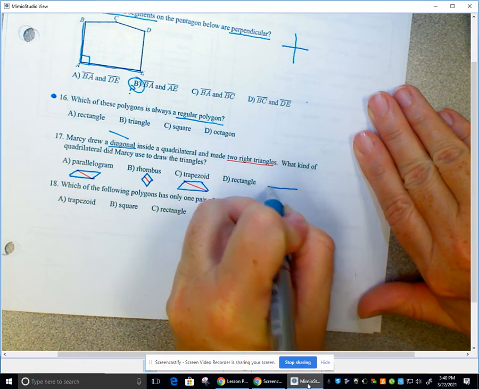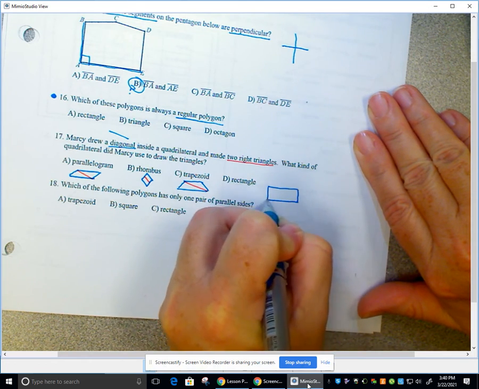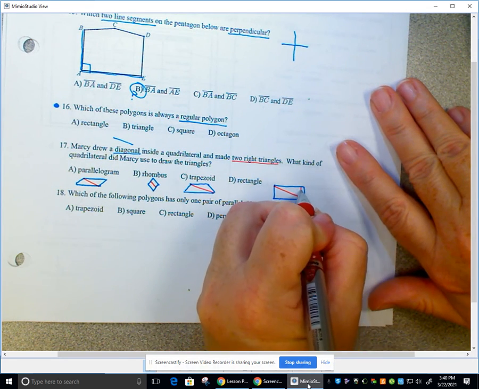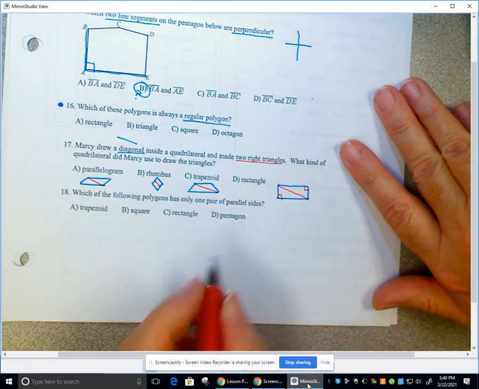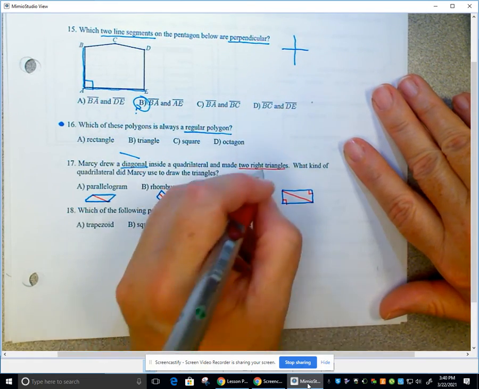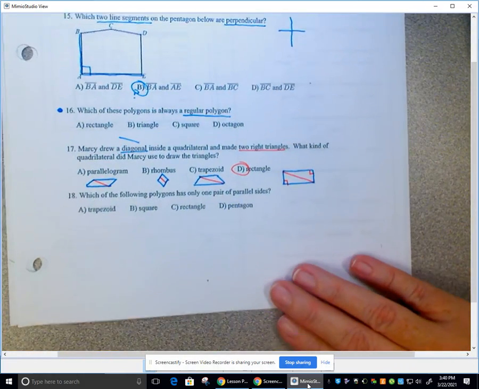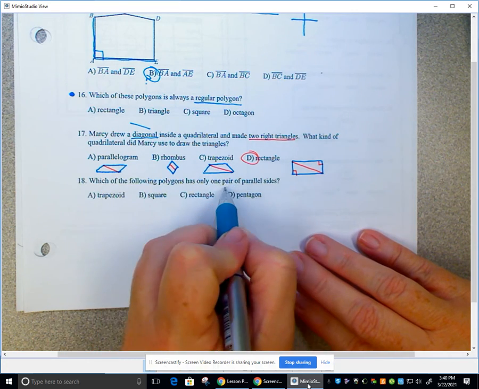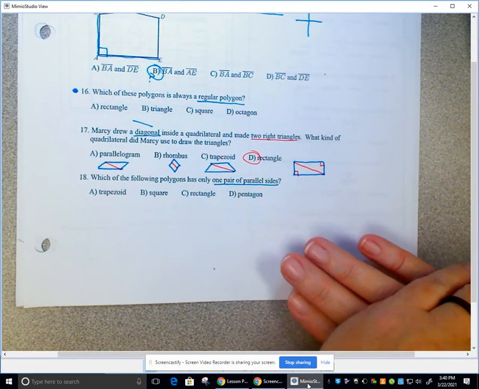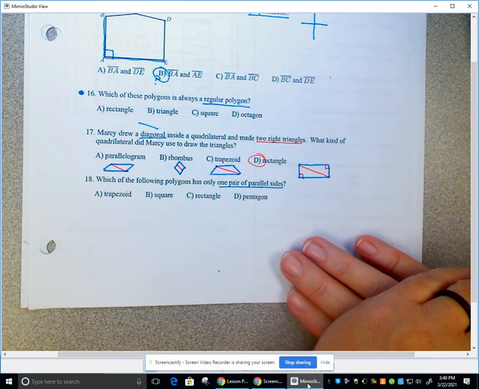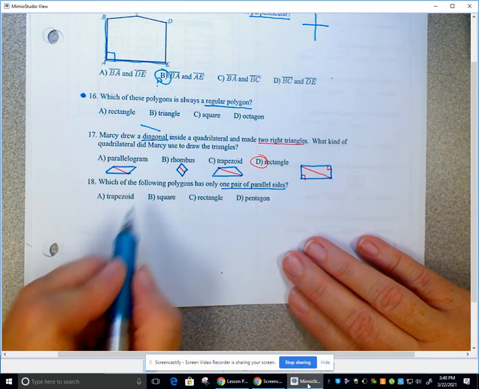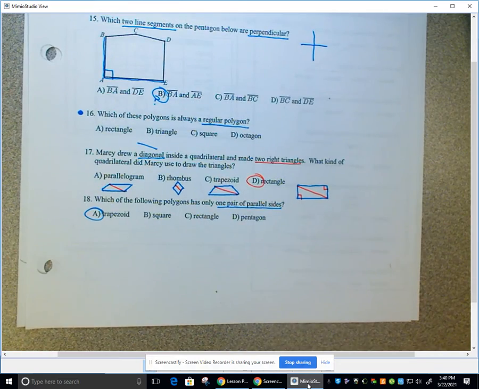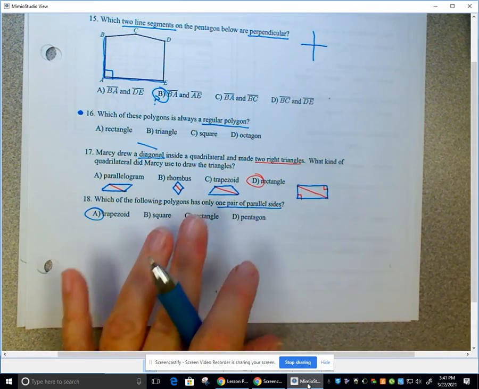Now let me try this rectangle. And let me draw a diagonal through that. Notice how there's a right angle and that is a right angle, so that does form two right triangles. So D is my answer. 18 says, which of the following polygons has only one pair of parallel sides? Now, we've talked about that a few times. Which one of these has one pair of parallel sides? And the answer is, I hope you're saying, a trapezoid. A trapezoid. All right, let's turn over on the back.